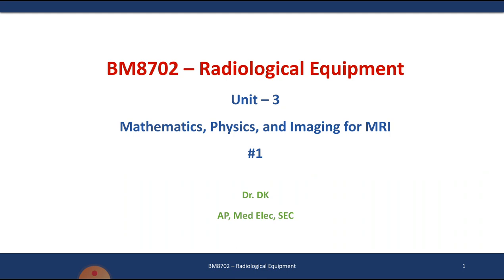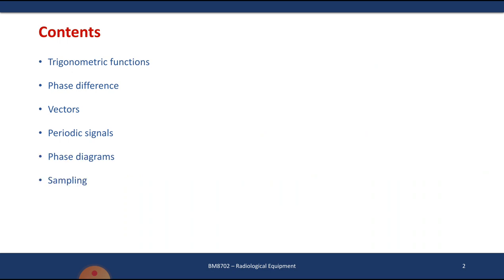So, first, the contents: the trigonometric functions, where we'll see the formulas, and phase difference, we'll see what phase difference is. We'll study about vectors, periodicity, phase diagrams, sampling, Fourier analysis, and exponential decay. All these things are the mathematics that are needed to understand magnetic resonance imaging.